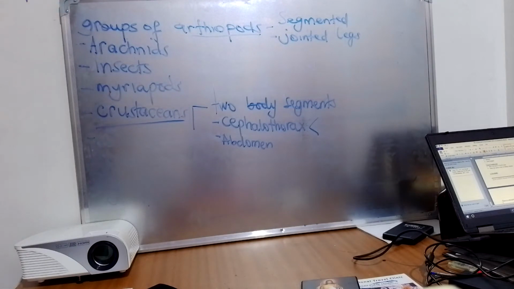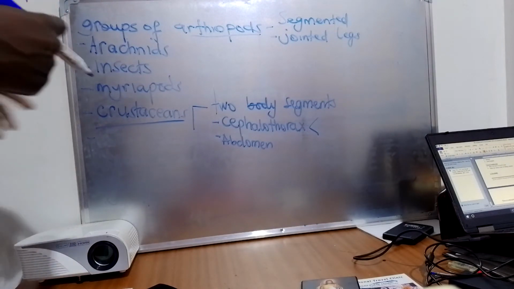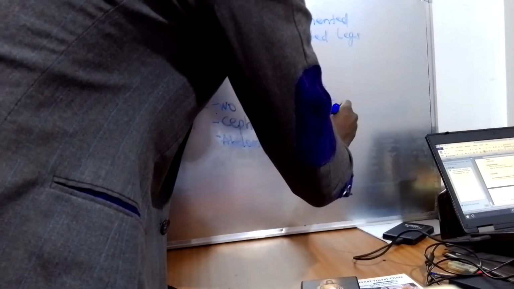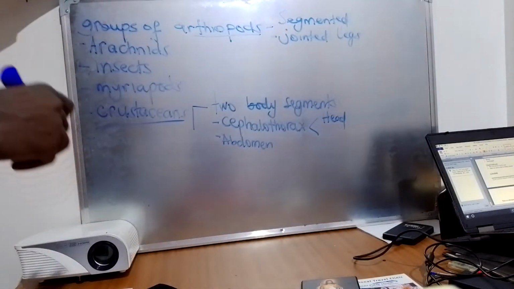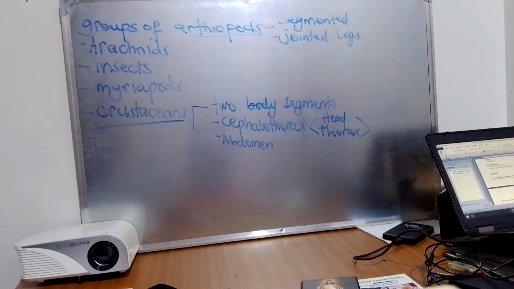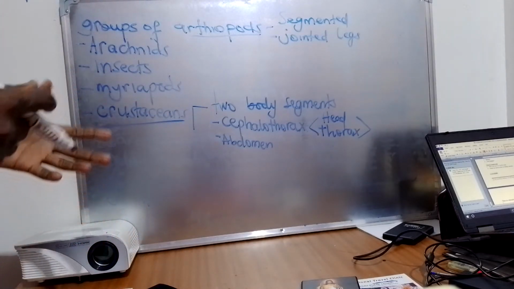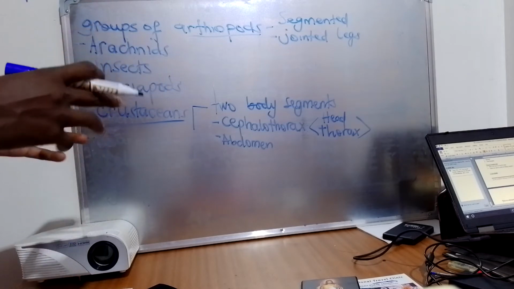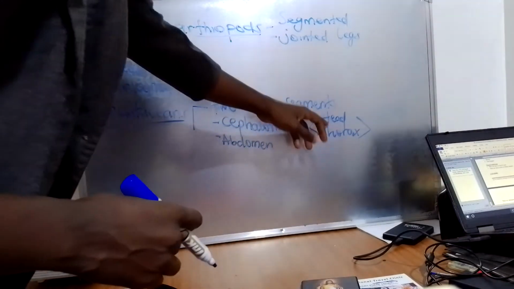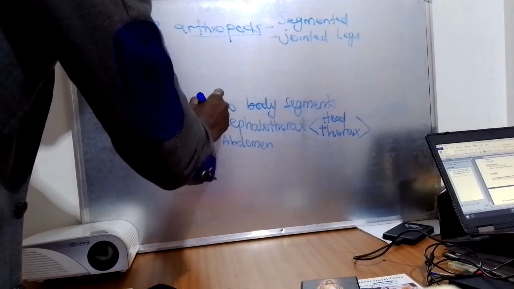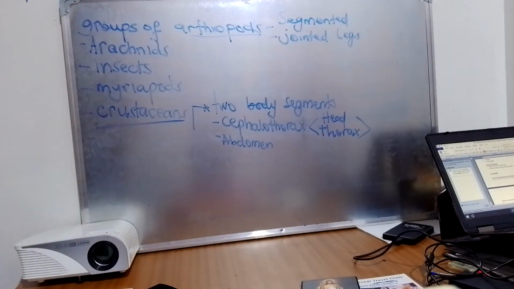Cephalothorax is a combination of the head and the thorax. Actually, the word cephalo means the head. That's why we say cephalothorax is a combination of the head and the thorax. So, in case anyone asks you what is cephalothorax, it's a region of an organism that combines the head and the thorax. Abdomen, just as usual. So this is number 1 characteristic of a crustacean.